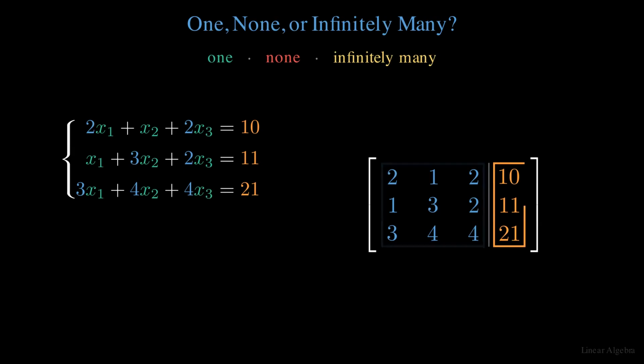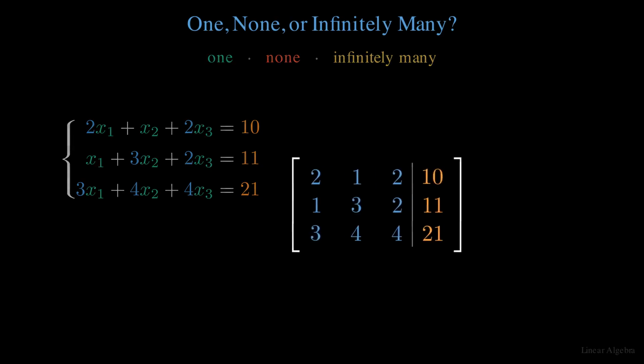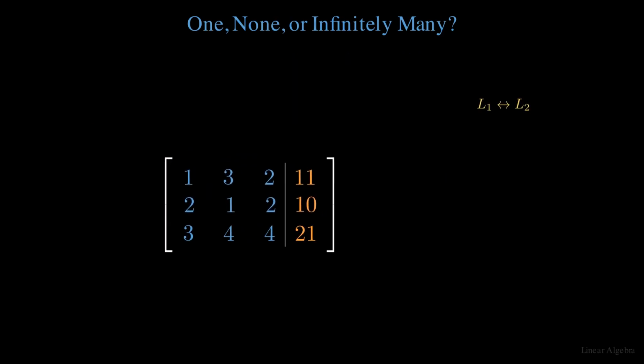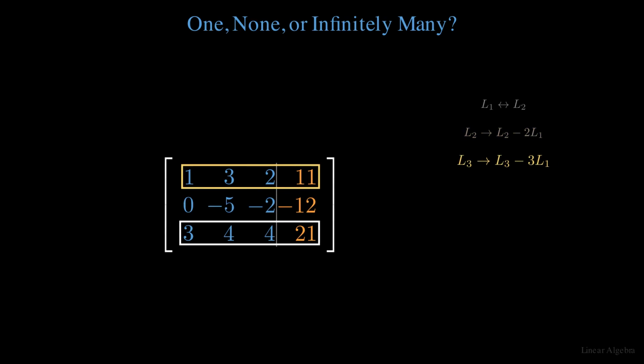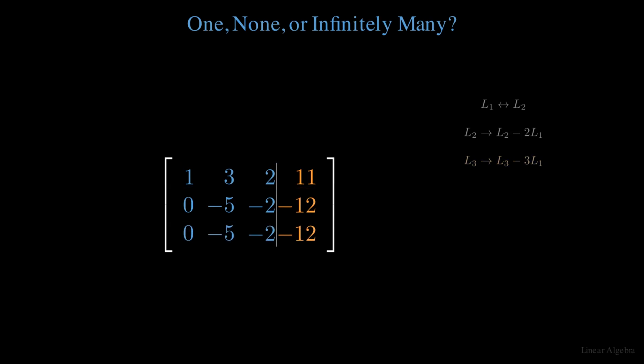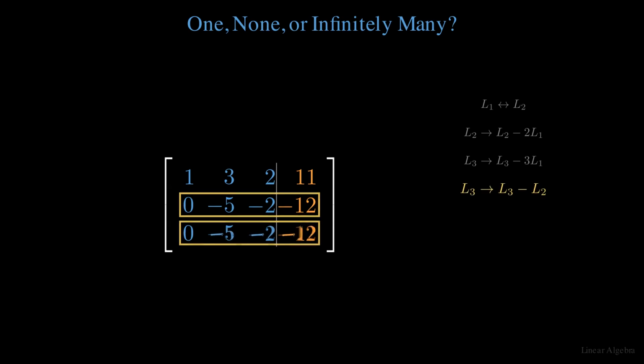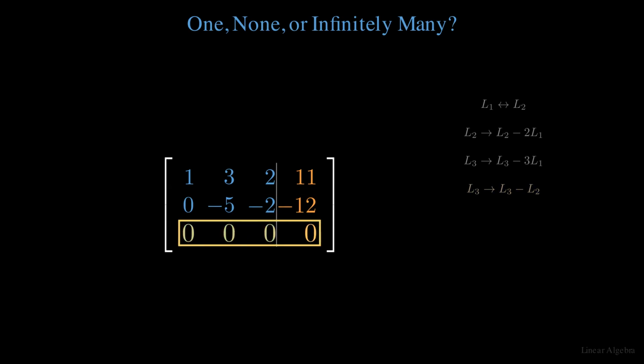As always, we first translate the system into its augmented matrix. The coefficients go on the left of the bar, and the right-hand sides after it. Swap rows 1 and 2, to get a 1 as the first pivot. Subtract twice row 1 from row 2. Subtract 3 times row 1 from row 3. And one last move. Look carefully, rows 2 and 3 are now identical.